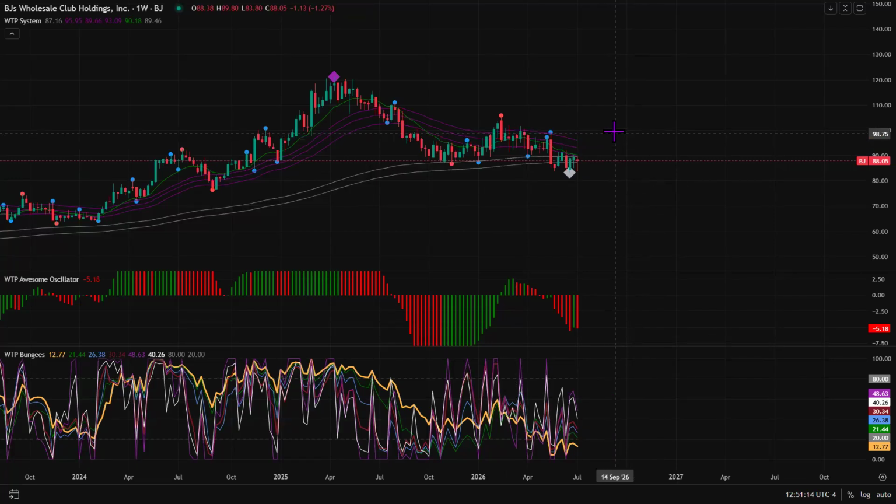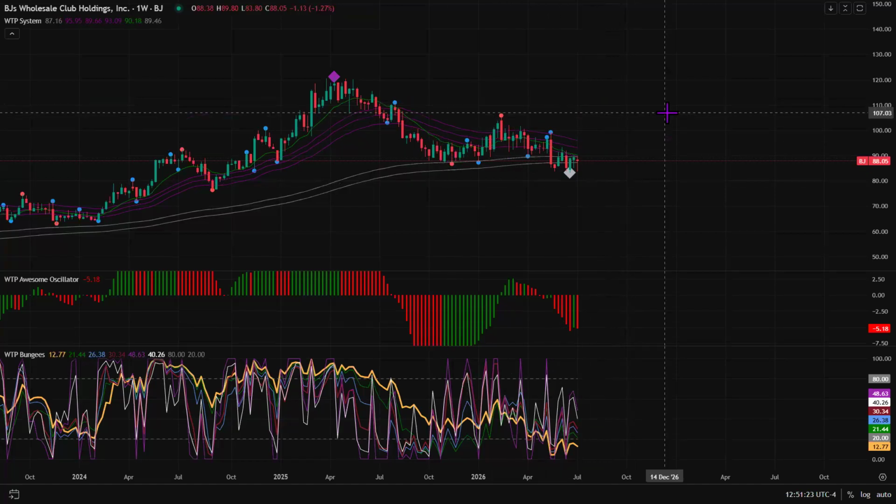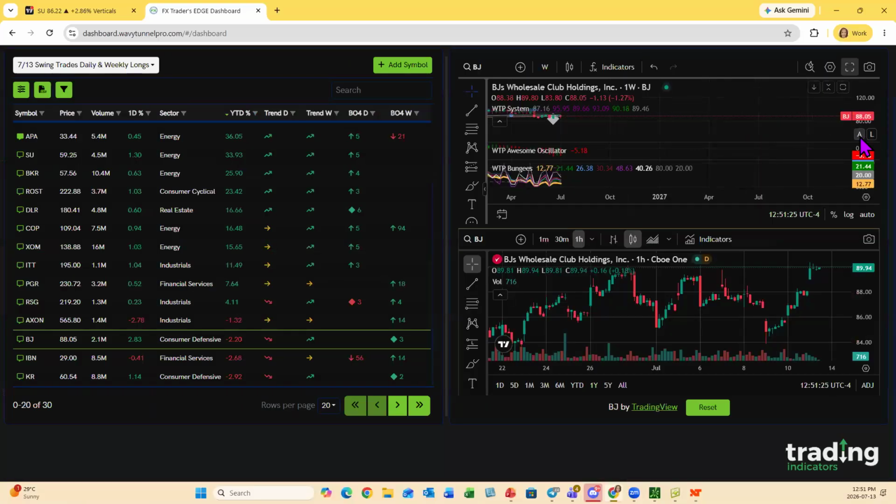Yeah. To make money, we don't need it to be a strong momentum stock. This is not a momentum stock. We don't need it to be that. We need it to be a stable stock. And that looks like a stable stock to me. So, not bad.